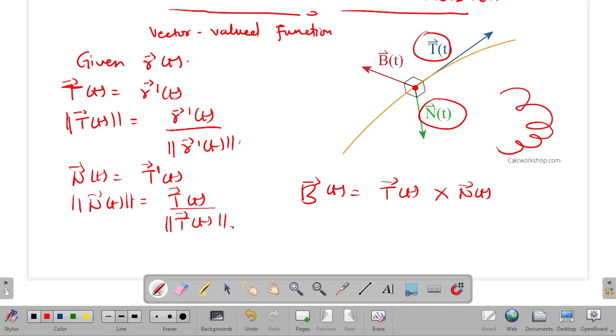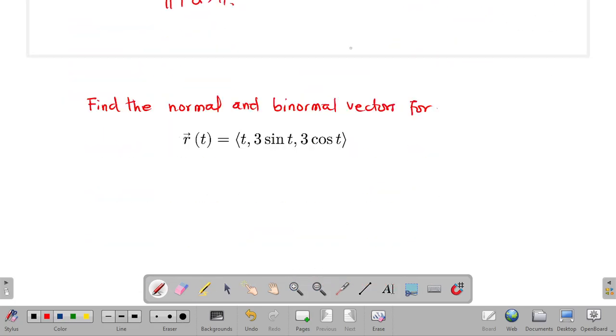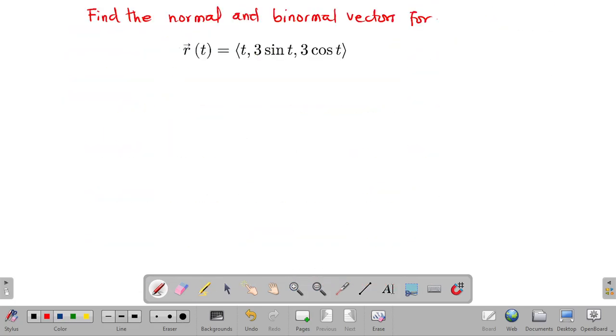Now let's solve a problem here for you to appreciate these formulas. It says: find the normal and binormal vector for the function r of t given as t, 3 sine t, 3 cos t. So you just have to get the formula right, and also the concept right. First of all, you need the normal vector, according to the question, and we need the binormal vector.